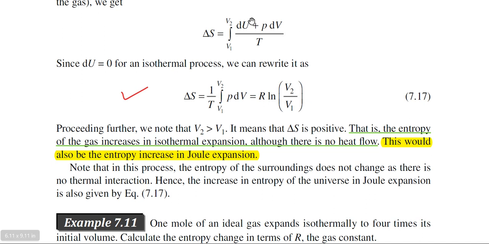For the Joule expansion process, there is a particular formula for the entropy change. This is generally written in terms of the universal gas constant R. So, delta S is equal to R ln V2 by V1. So, this is the entropy change in the Joule expansion process.